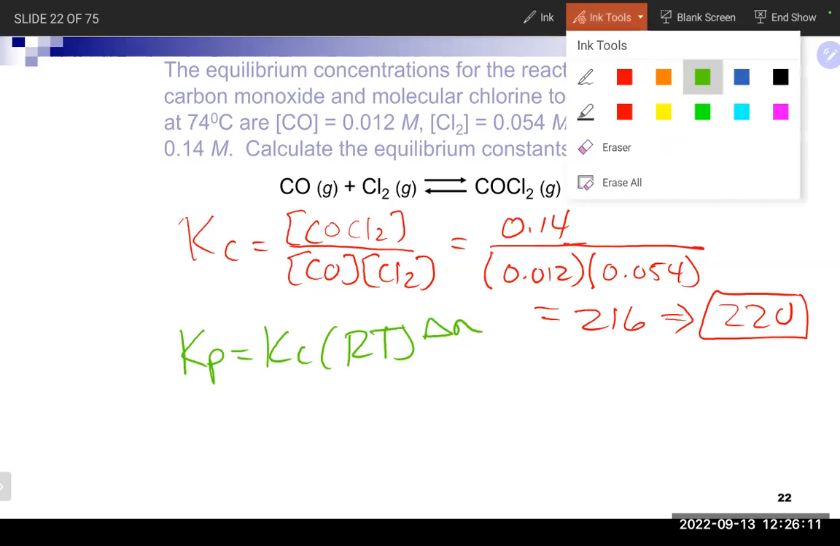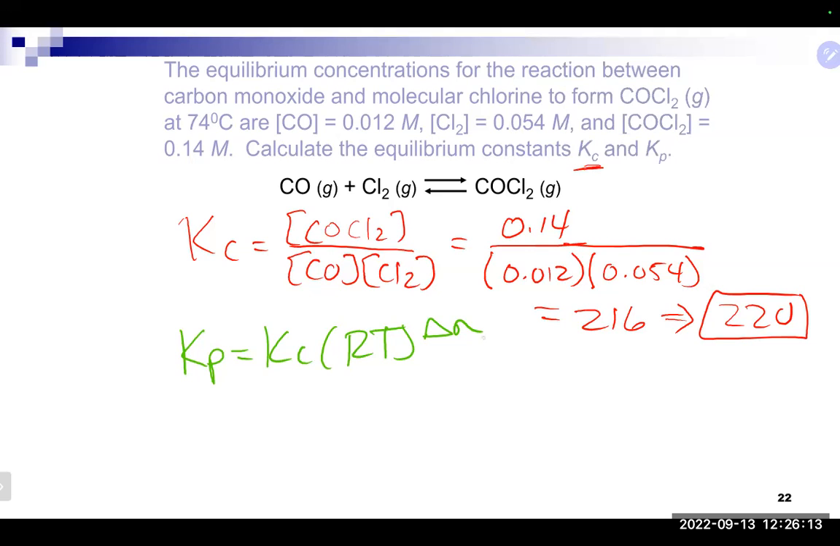And we do want to figure out delta n. So delta n is our moles of gas products, which is 1, right? Just one gas there. Minus our reactants, which is 1 there and 1 there, makes 2, which means we're looking at again here a -1 for our delta n. Any questions on that there?